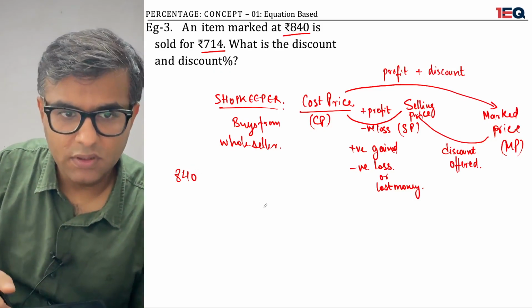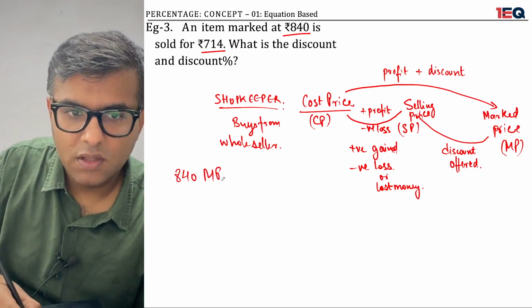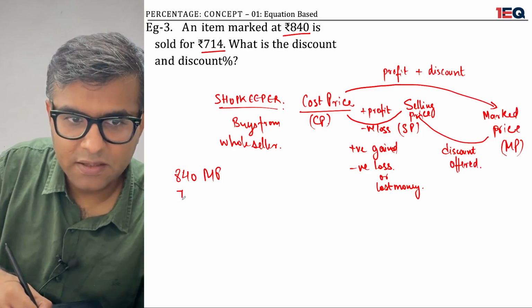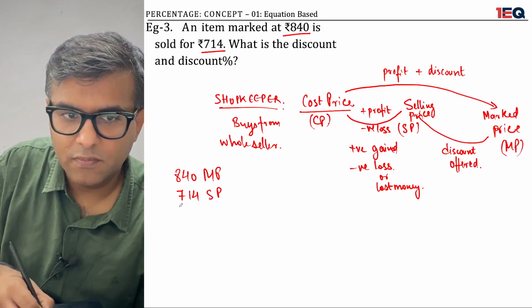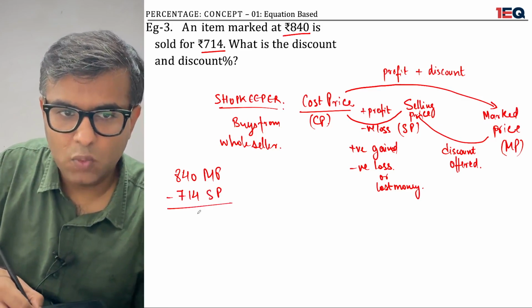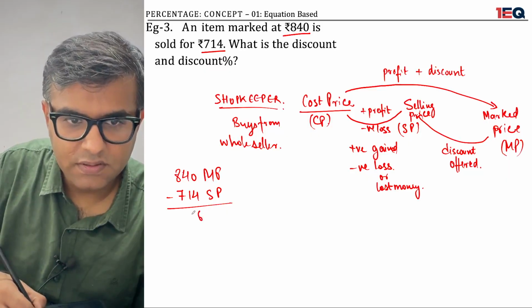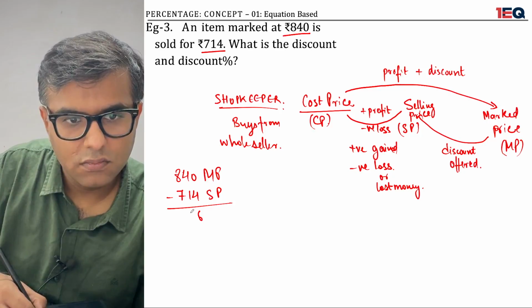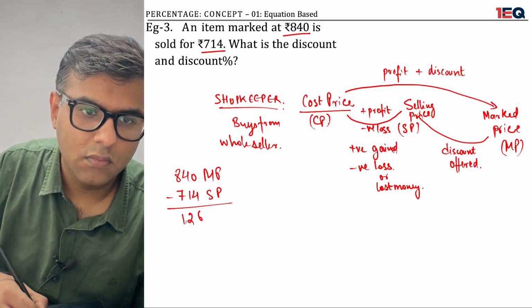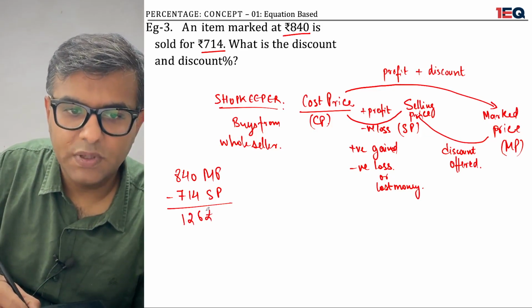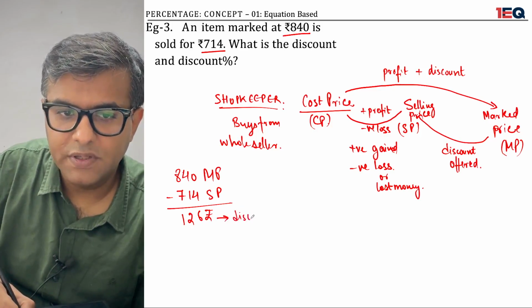You need to know the discount. This is the mark price. The mark price and the selling price need to be subtracted from each other. That is what would bring the discount. And the discount here is 126 rupees. The discount is in rupees.